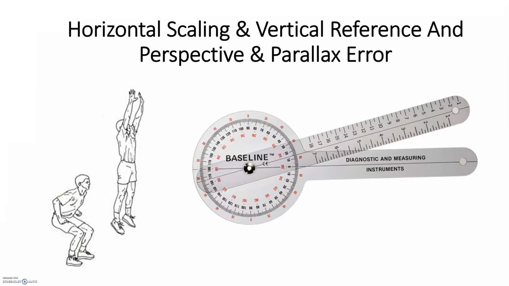Horizontal scaling and vertical reference, and then perspective and parallax error. In order to make sure that the camera is in the right place, you have to use horizontal scaling. To make sure that the person jumping is bending down to the right angle, let's say 45 degrees, before jumping, they'll use a goniometer to make sure that the angle is right. You are vulnerable to perspective error when any type of motion is filmed. To reduce this error, you need to make sure that the camera is perpendicular to the object of interest. You have to make sure that you take all readings at a parallel level to reduce parallax error. You can do this by putting the camera at eye level.